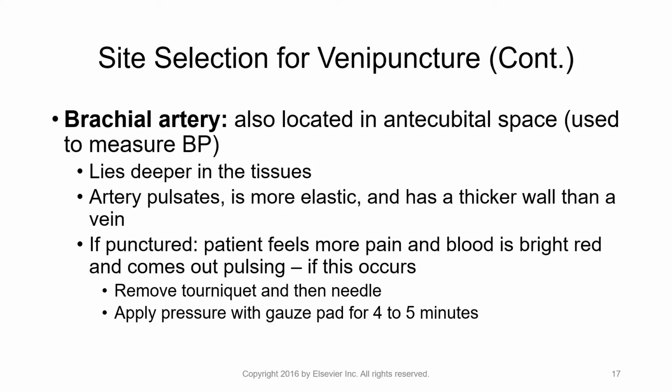It pulsates, it's more elastic, and it's thicker. If you happen to do the puncture there, you may notice that the blood will be bright red and it will come out in spurts. This is a key that you've punctured an artery, and you should remove the tourniquet first, then the needle, and then apply pressure with sterile gauze for around 5 minutes.